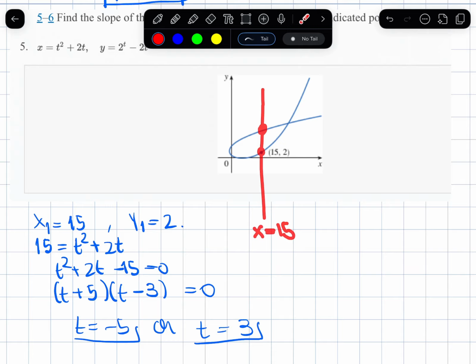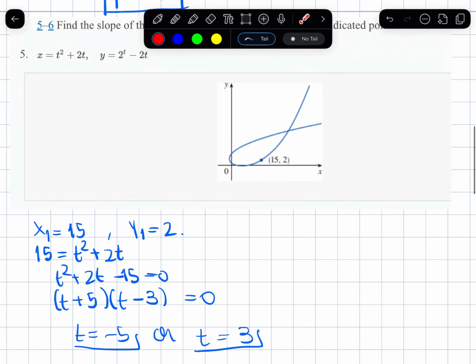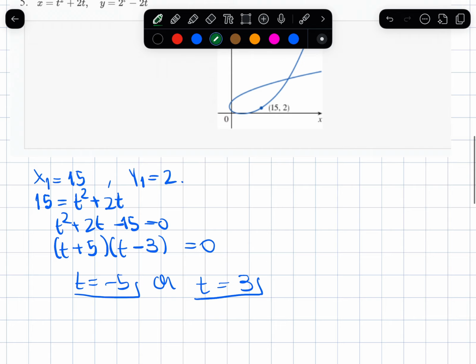And so I have no other choice but to check to see if one of those is going to give me the correct y. y is the only discerning variable here. You see that when t equals -5, will I get y equals 2? When t equals 3, will I get y equals 2? And that's going to give me my correct answer here. So I'm going to say t equals -5.